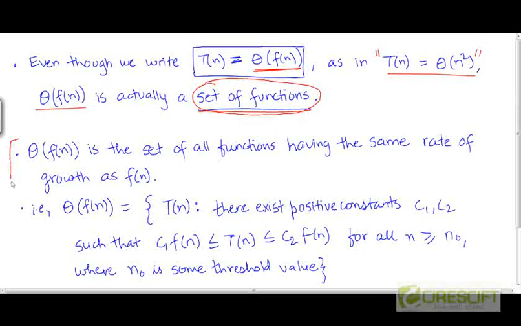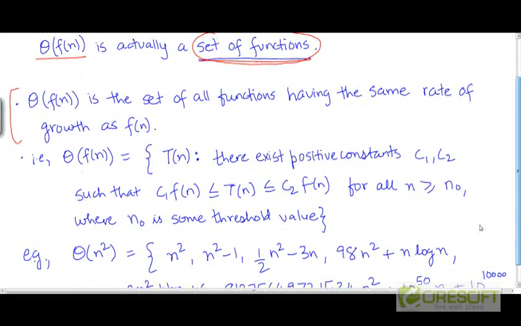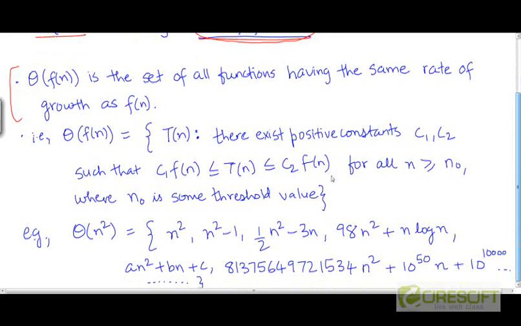Informally speaking, theta of f of n is the set of all functions that have the same rate of growth as f of n. For example, when we talk about theta of n square, ignore this section for a moment here. Let's just focus on an example first so that you understand what this really means.